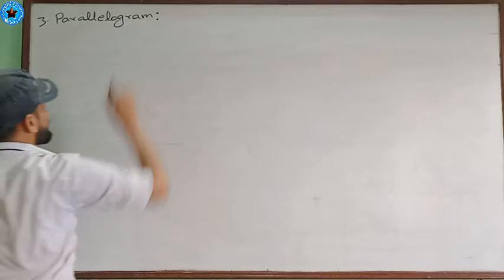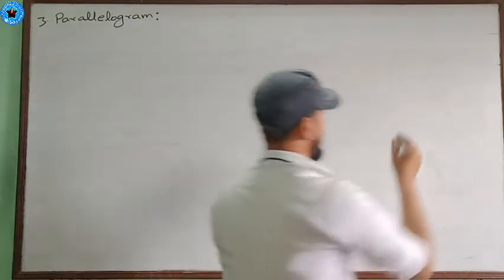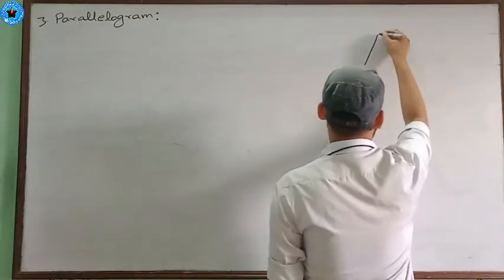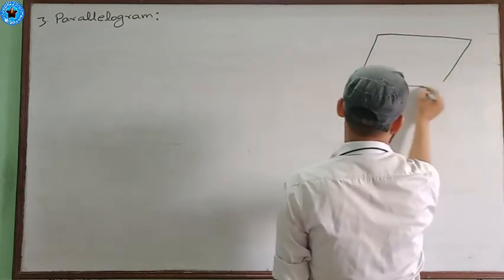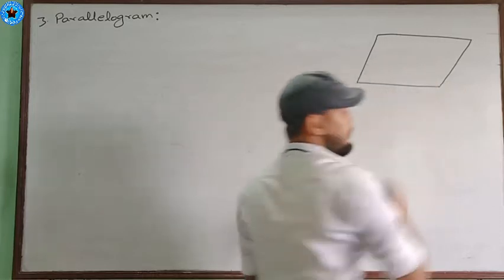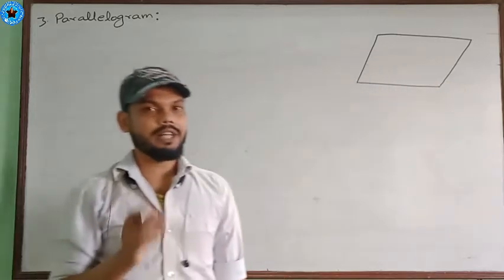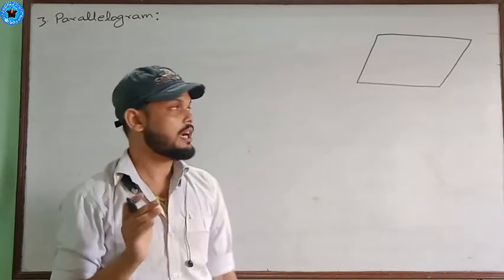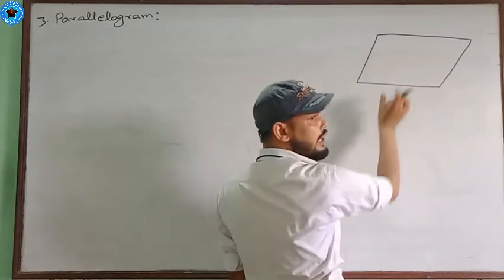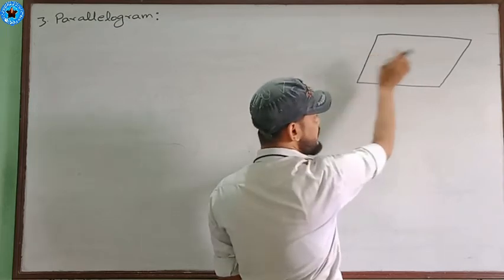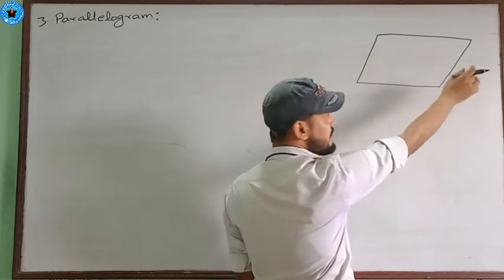Okay. First, draw a figure of a parallelogram. Suppose that this is a parallelogram. In a parallelogram, we know that opposite sides are equal as well as parallel. That means this side is equal to this one and parallel to this one also. Similarly, this side is equal to this one and parallel to this.